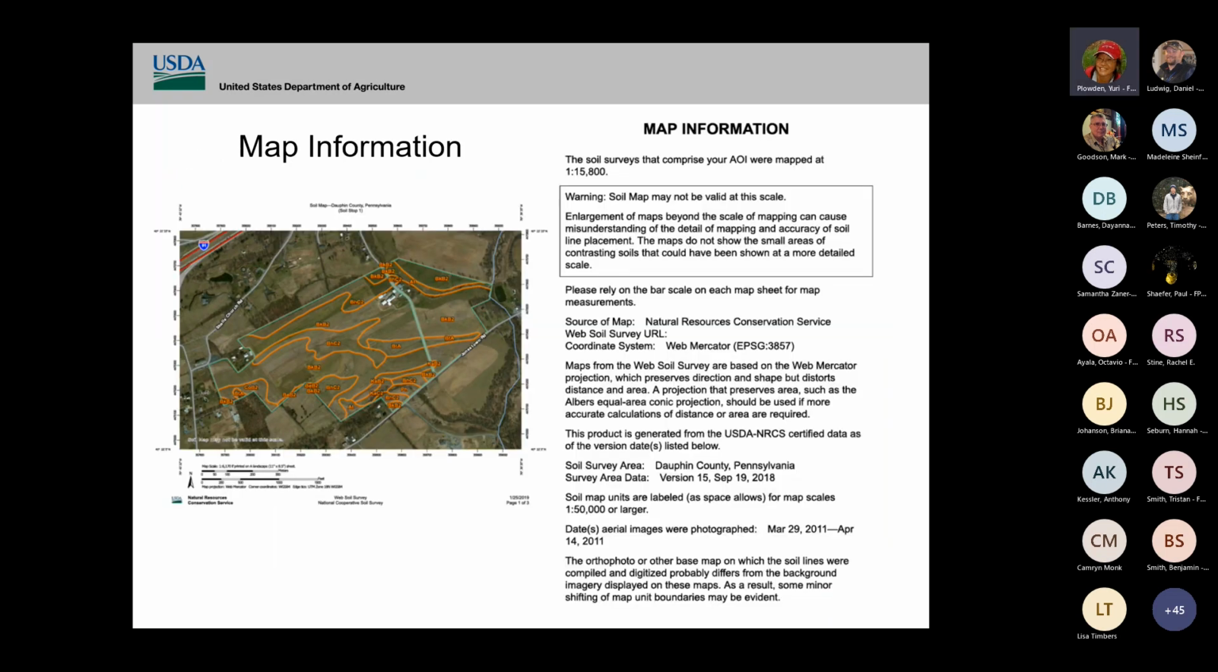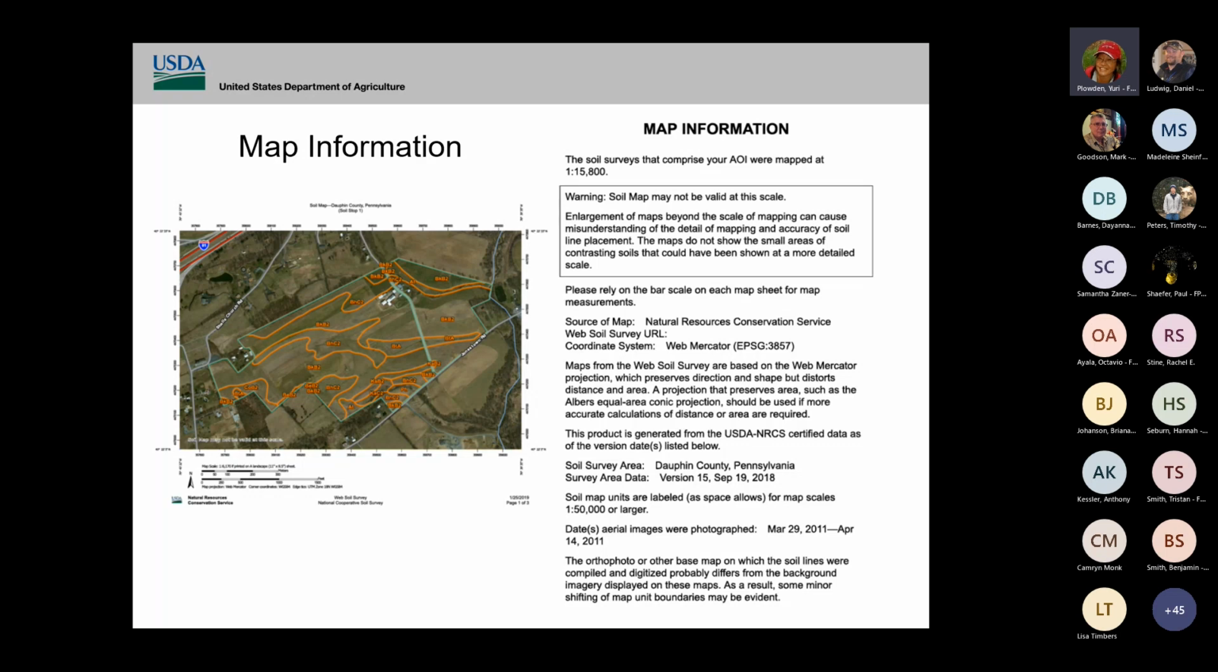So when you print out that map, you will get a map information page, like with the information on the right. This stuff is very important. And it's stuff that usually we ignore because we just want the map and we just want the soil series and the description. But this gives you a lot of information. So it tells you what scale of mapping that map was created at. In this case, it was 1 to 15,800.